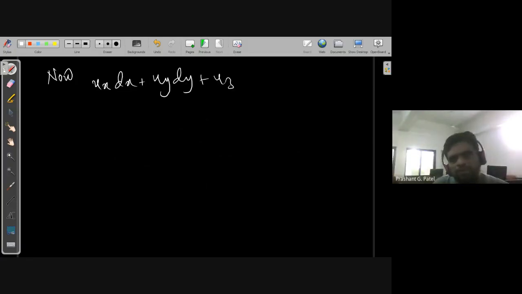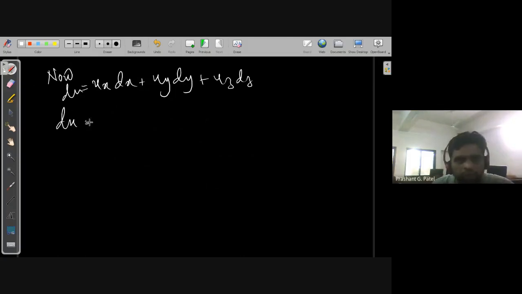So now the Pfaffian equation is ux dx plus uy dy plus uz dz equal to 0. We have to solve this one, and we need this to be equal to du. We need this to be an exact differential equation.